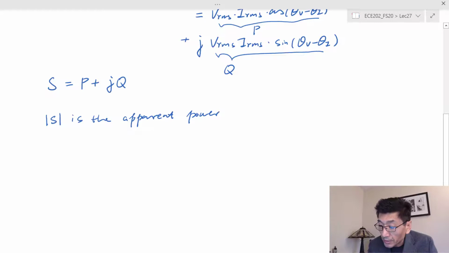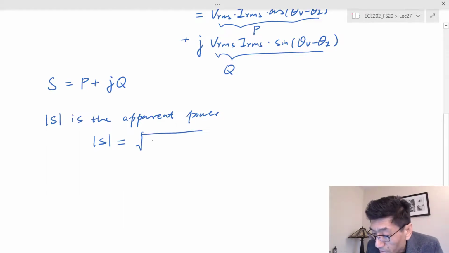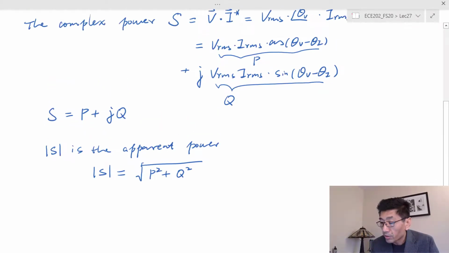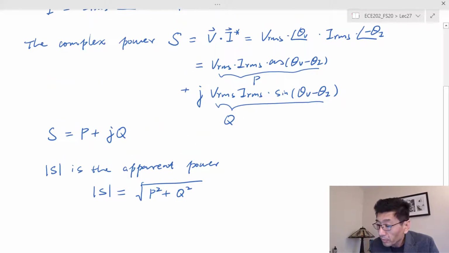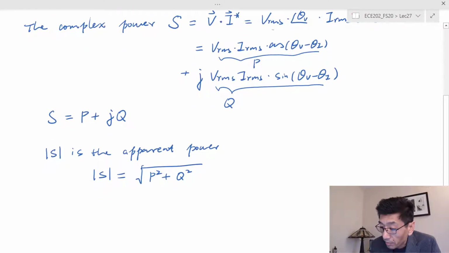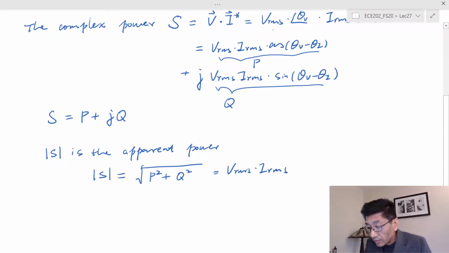Based on what we learned for complex numbers in rectangular form, S should be equal to the square root of P squared plus Q squared. And if you take the polar form, just take the magnitude, this should be equal to V RMS times I RMS. So that's the complex power.